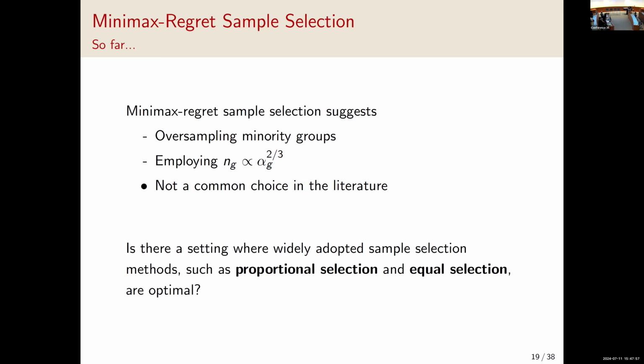The next question we ask is, if this is not a common choice, then what are the reasons behind those common choices? Is there a setting where those widely adopted sample selection methods, such as proportional selection and equal selection, are also optimal? And the answer is yes, but we need to make some changes to the problem.